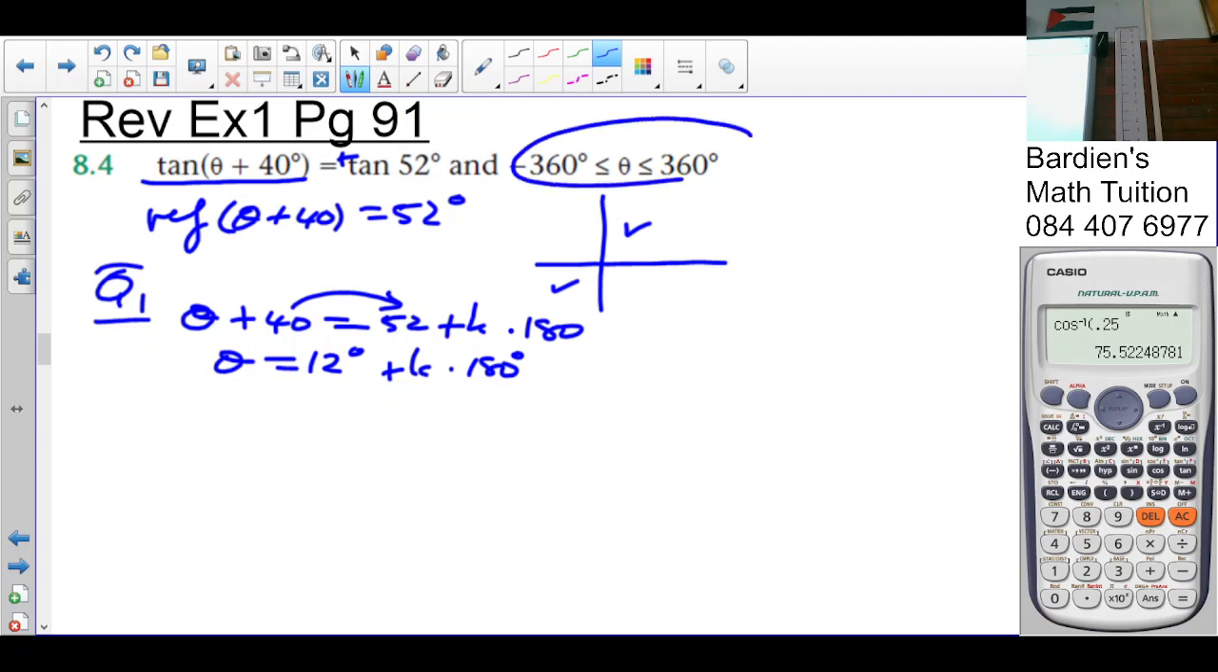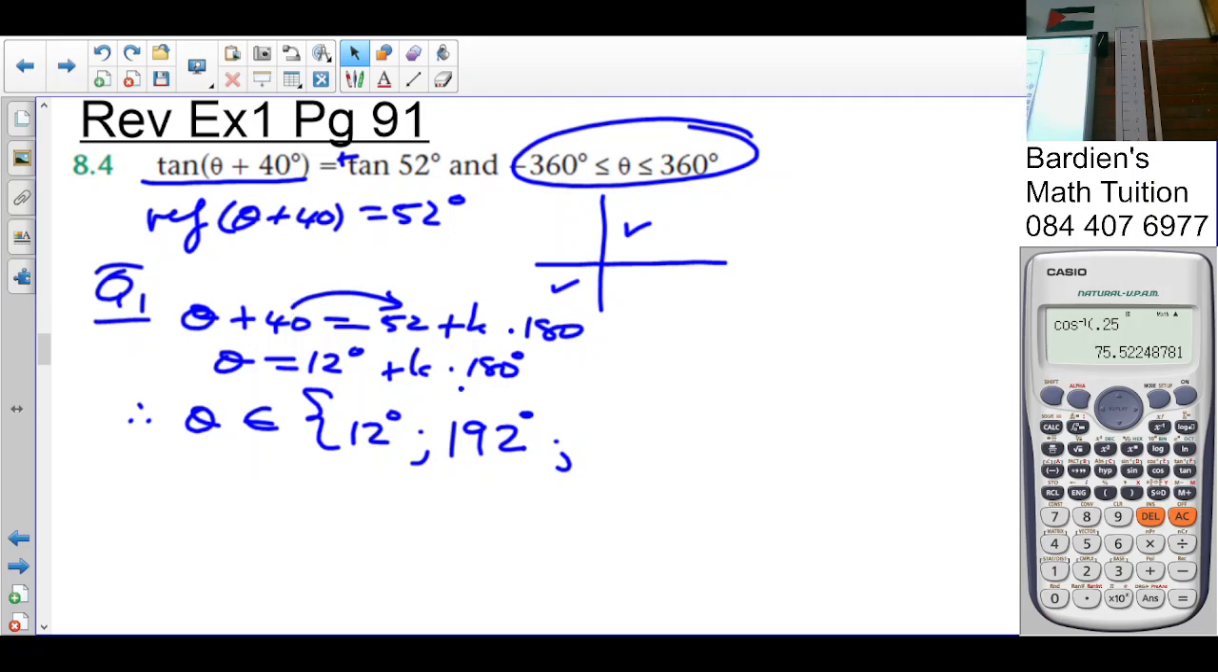So remember that was the restricted domain for the graph. So therefore theta is an element of. So we put 0 into k, I get 12 degrees. If I put 1 in, I get 192 degrees. Correct? Put another 1 in, which is 2. So what I do is I say 12 plus 2 times 180. You get 372, which means it's outside the given domain of 360. Beyond that. There you go, minus 1. It's negative 168, which is inside.